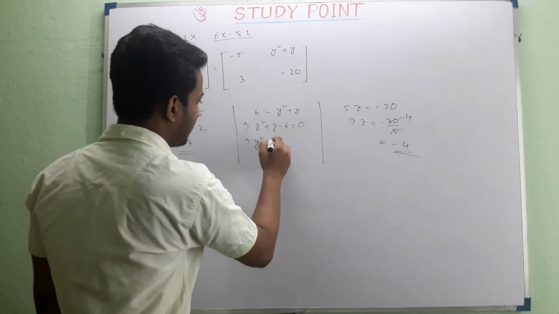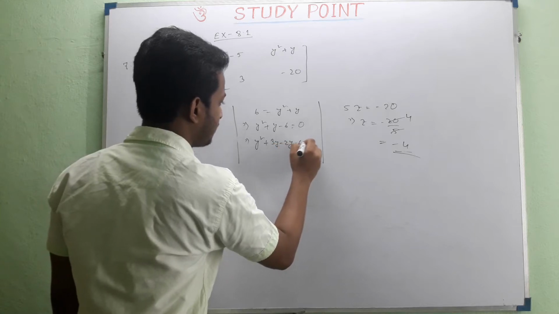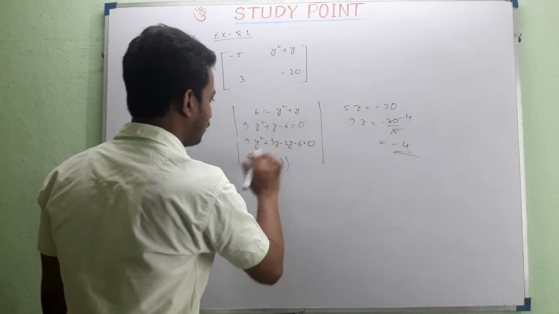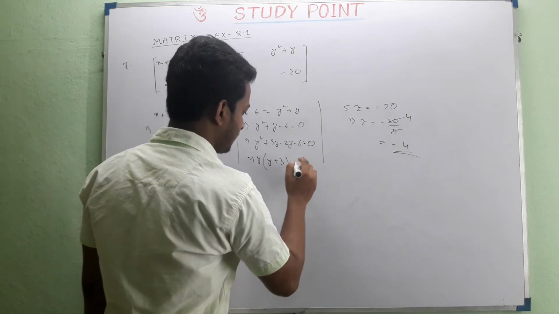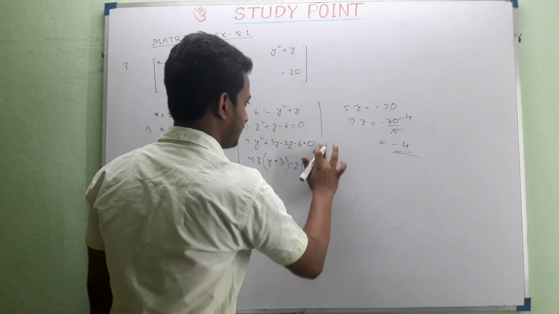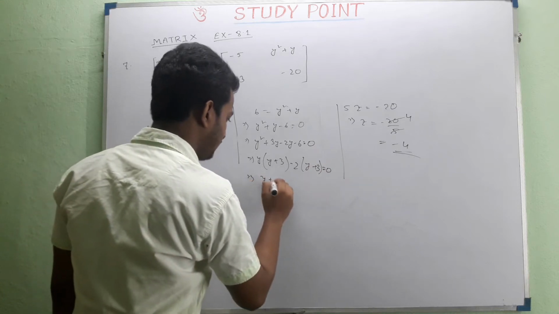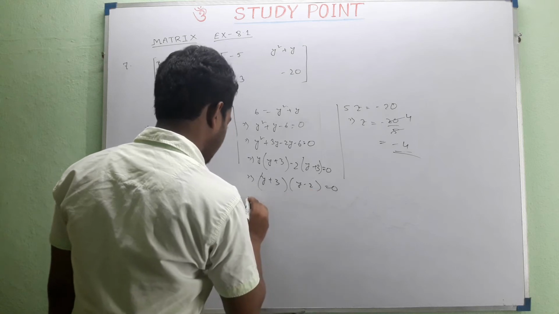Now see, we can write it like this: y square plus 3y minus 2y minus 6 is equal to 0, and I think you know at least this process, that's why I am not discussing it again. Then y plus 3 and y minus 2 is equal to 0.